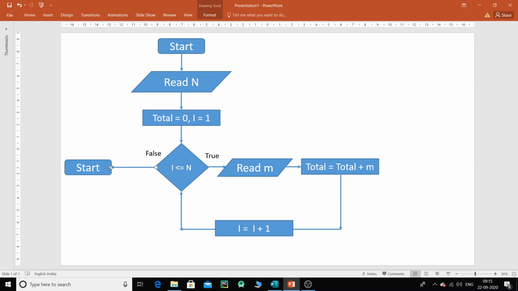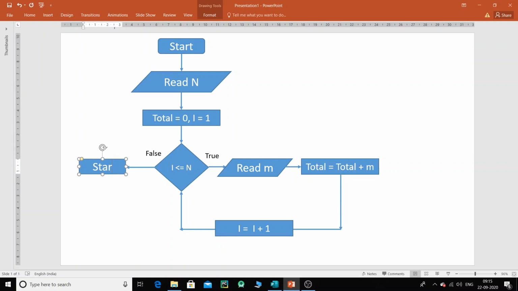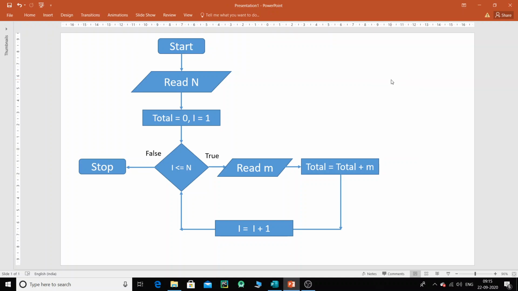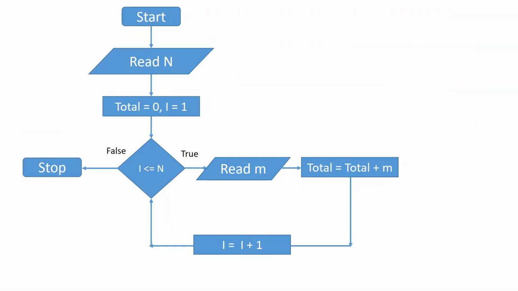Let me just make this a bit smaller, and now I will say stop. And this is the final flow chart for addition of n numbers. So I hope this is clear to you. I'll be providing this in the app so you can have a look at this particular flow chart.